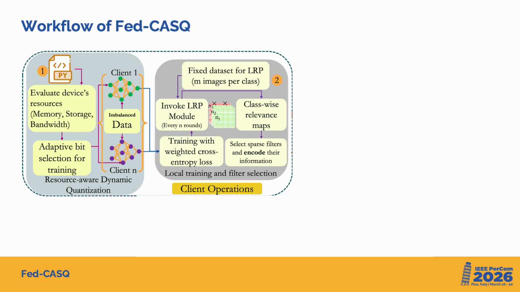Next is the local training block. As soon as the client receives the initial weights, it trains locally, but we add an LRP-driven step to generate class-wise relevance maps. Those relevance signals help us identify filters that are important for the low-performing or minority classes, and also identify filters that are good candidates for sparsification. The key idea here is we don't scale everything, we scale only what matters for the minority classes and sparsification.